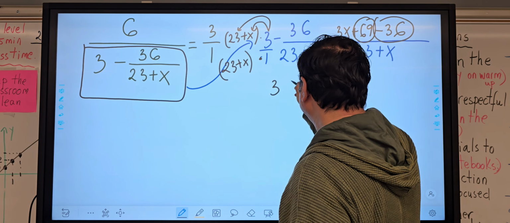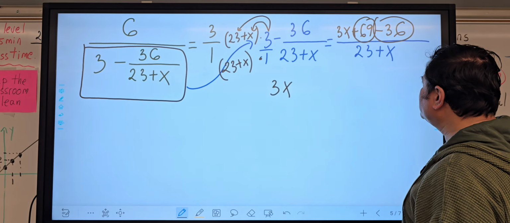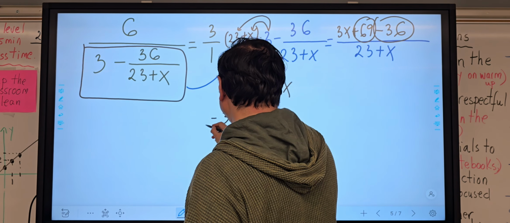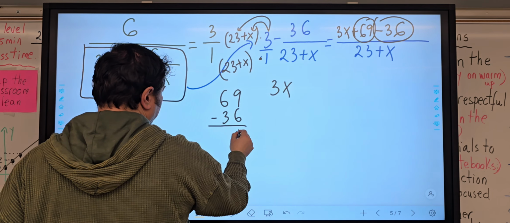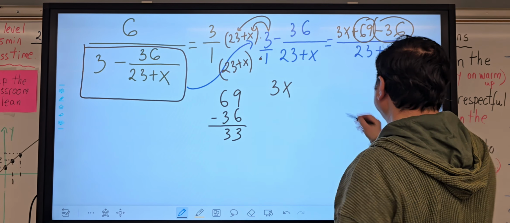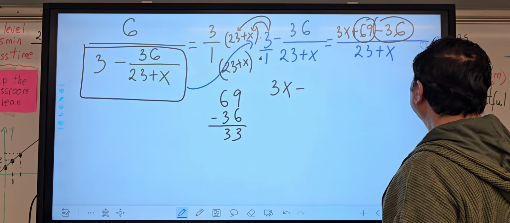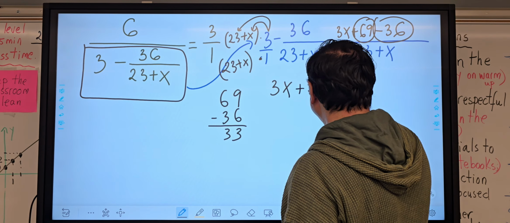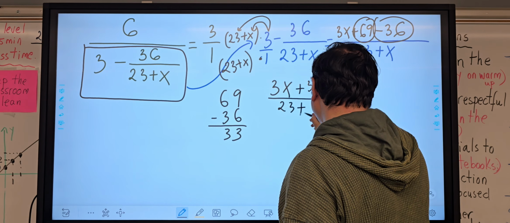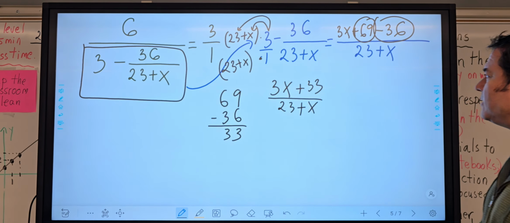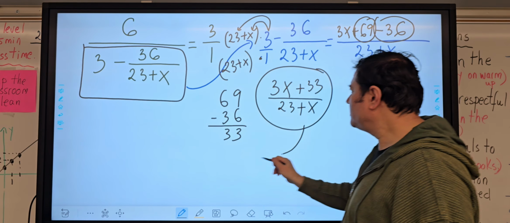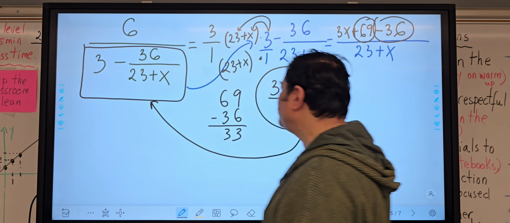So we have 3x. 69 minus 36 becomes 33, right? 9 minus 6 is 3, 6 minus 3 is 3, so 33. So we have 3x plus 33 over 23 plus x. We're going to replace that into this, and see what we get.